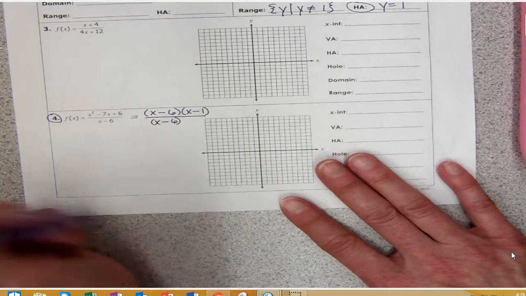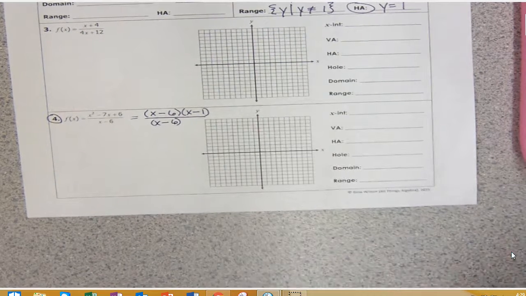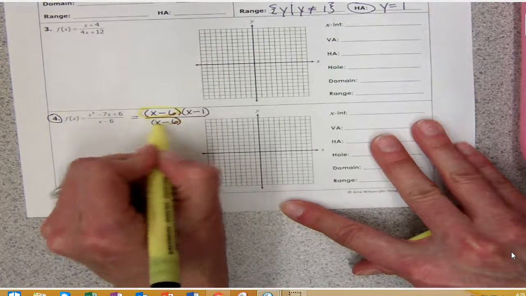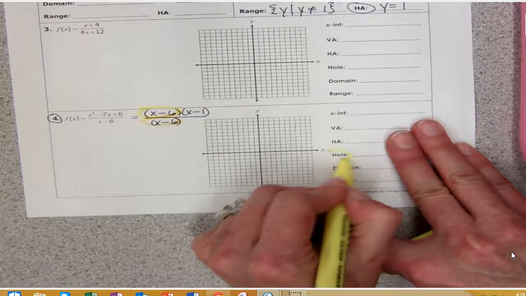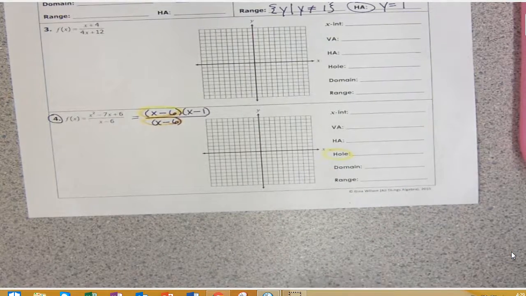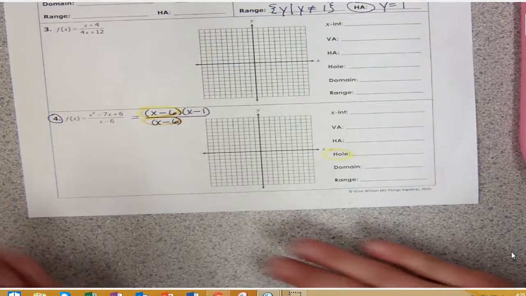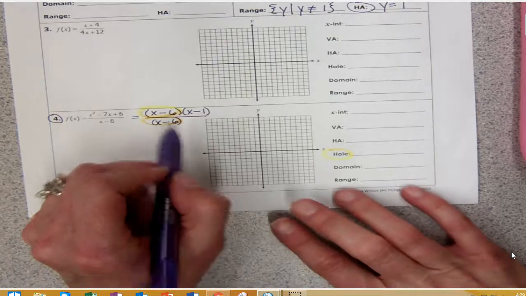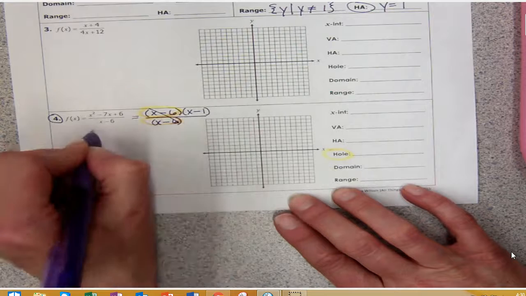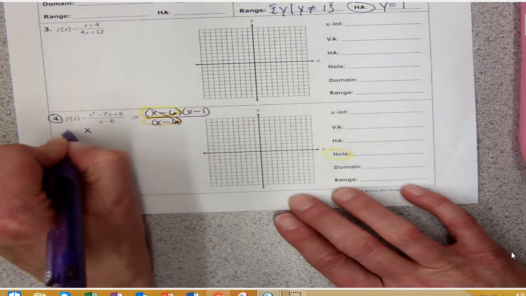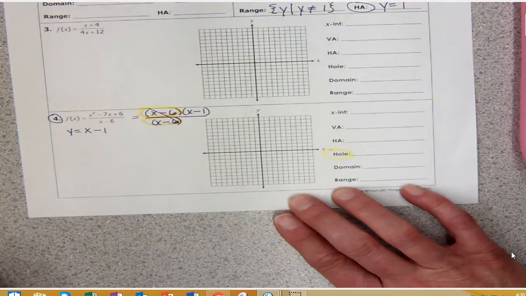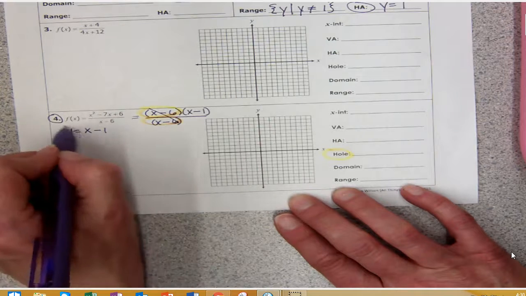Okay, so the minute you see that you've got x minus 6 in the numerator and in the denominator, you're going to immediately know there's going to be a hole. We don't know where yet, but we know that there's at least going to be one, that we're going to have to deal with when we get there. So I'm going to cancel those out, and my simplified expression is just y equals x minus 1. Here is my simplified expression.